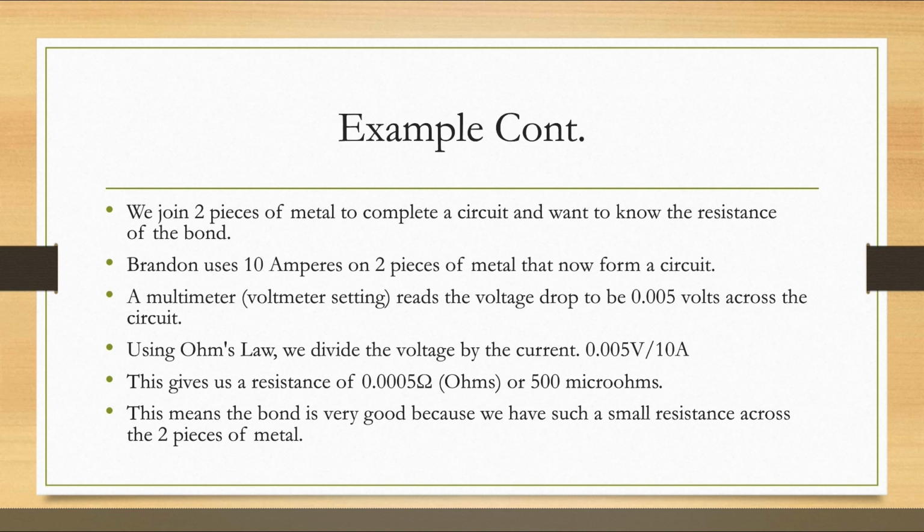Using Ohm's law, we can divide the voltage by the current to get our resistance. This means 0.005 volts divided by 10 amps, which gives us 0.0005 ohms or 500 microohms. Since our resistance is so low, that means that the two pieces of metal are very well connected.